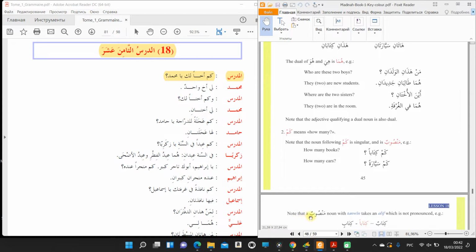And here it says, know that a mansub noun with tanween takes an alif which is not pronounced. Well, kam kitaban. This alif is present, but it's just kam akhon laka. We could just erase this alif and put the tanween with fatha above the kha, and it would be the same, kam akhon laka. That's why it says here it's not pronounced, but it's written. So that's how it's written. Kam akhon laka ya Muhammad. How many sisters do you have, O Muhammad?